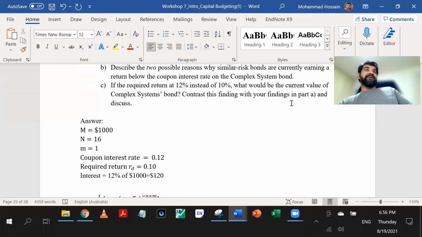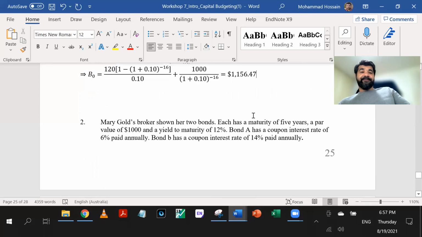Another thing: one is demand and supply of money, another one is risk. Two reasons will be included here.